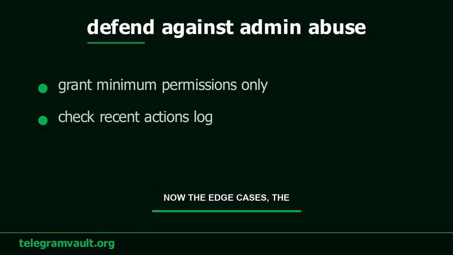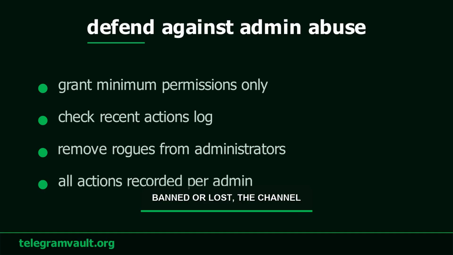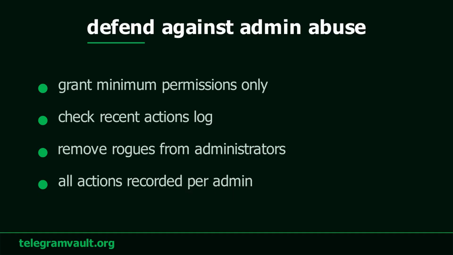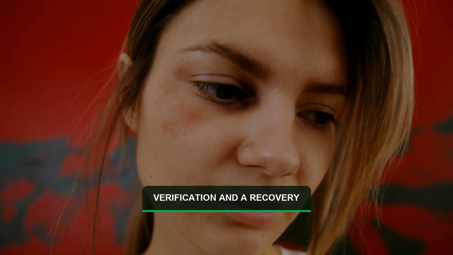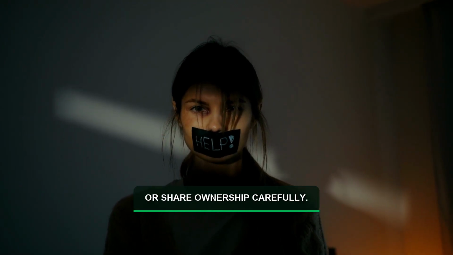Now the edge cases, the failure modes. First and biggest, owner account loss. I'll say it again because it's the one that actually kills channels. If the owner account is banned or lost, the channel can be unrecoverable. The protection is twofold. Harden that account with two-step verification and a recovery email, and transfer or share ownership carefully.